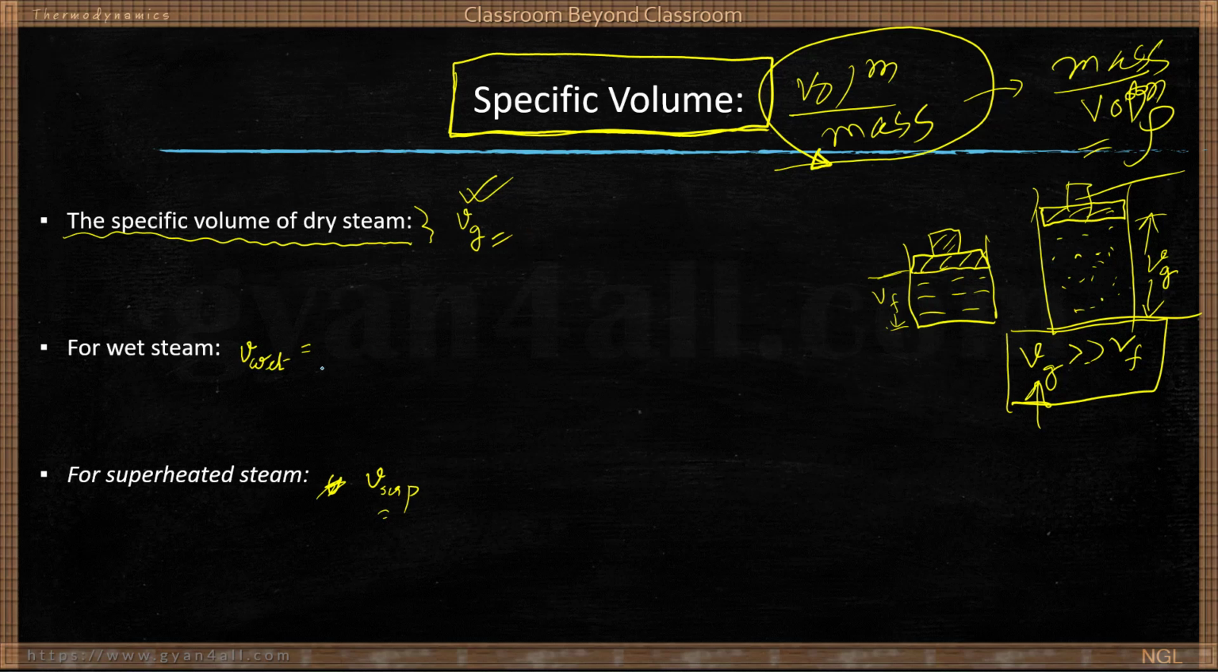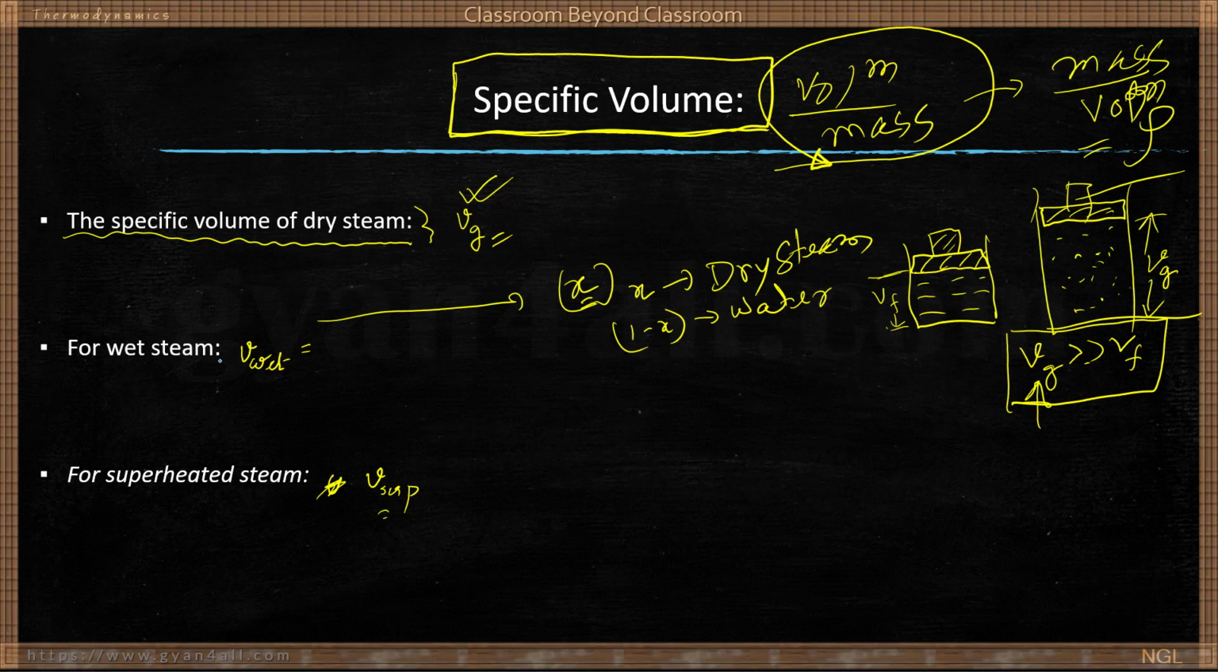Now wet steam means there is a fraction called dryness fraction. What is X? X part is dry steam, and what is the rest? 1 minus X is actually water. Water particles means this is water. So what will be the specific volume of wet steam? Specific volume of water is Vf, that I have shown over here.